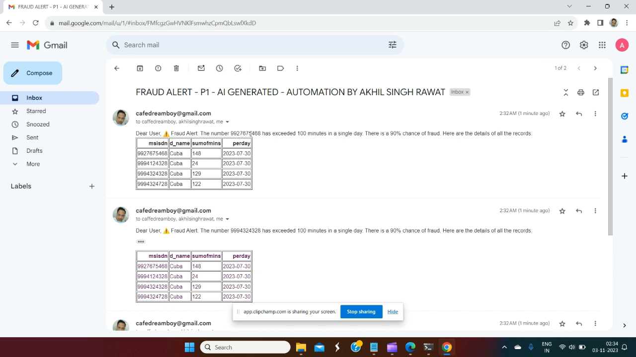So you can see, dear user, fraud alert. The number ending with 75468 has exceeded 100 minutes in a single day. There is a 90% chance of fraud. Here are the details of the records. You can see the number ending with 75468 is here. It has exceeded 100 minutes, over 100. That's why AI has generated this fraud alert.